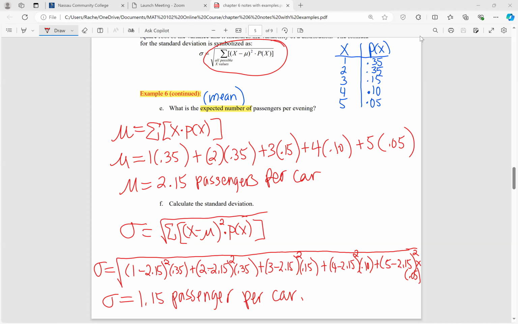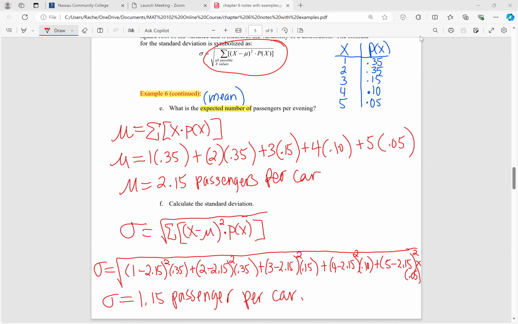Hi, everyone. Welcome back to Chapter 6, Mean and Standard Deviation of a Discrete Probability Distribution. So we had left off at the end of example 6, calculating the mean and the standard deviation, and we did it by hand using the formula, each respective formula. And what I had said was, the calculator has a function where we can calculate the mean and the standard deviation really quickly without having to go through the formulas by hand. So we're going to do that right now.